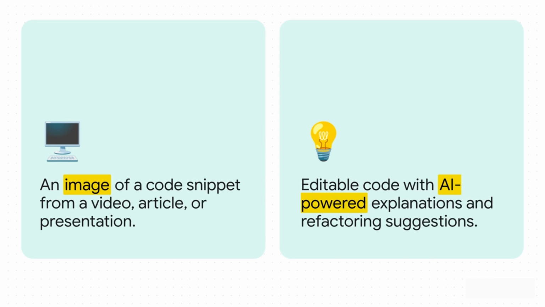Now, for all the developers out there, this is a total game changer. You can grab a code snippet from anywhere, a video, an article, you name it. And Snippai doesn't just pull out the text. No, it goes way further. It gives you an intelligent breakdown of what the code actually does and can even suggest ways to improve it. It's almost like having an AI coding partner looking over your shoulder.